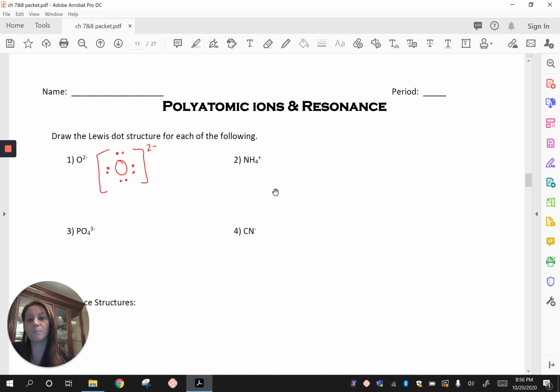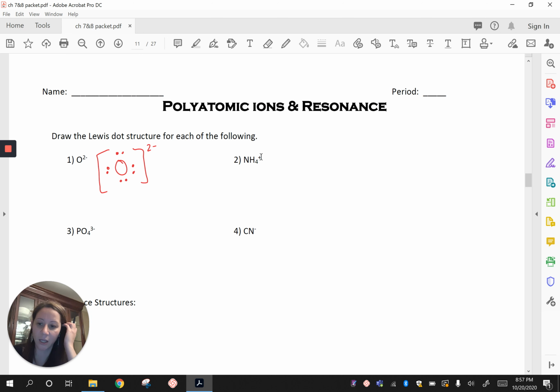New is polyatomic ions. If you recall, polyatomic ions are many atoms bonded together with an overall charge. So for example, NH4 plus is ammonium. That means we have a nitrogen bonded to 4 hydrogens, and then all 5 of the atoms collectively have lost 1 electron here, and therefore the positive charge. So how do we draw these? There's different ways to draw them.